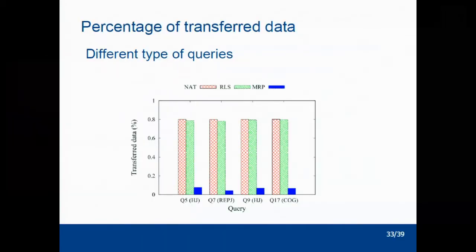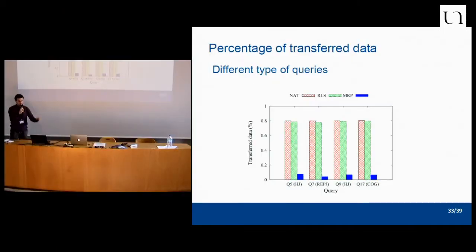So in this graph, we see the results for some different types of queries. The red bars are native Hadoop. The green bars are Hadoop with the modified reduce scheduling, and the blue one is MRPart. So as we claimed before, if we don't have a proper distribution of intermediate keys, even if we have a different reduce scheduling algorithm, we cannot gain. On the other hand, if we repartition the data, we can significantly reduce the amount of data that is transferred through the network.